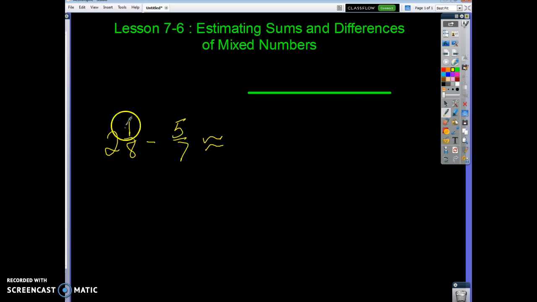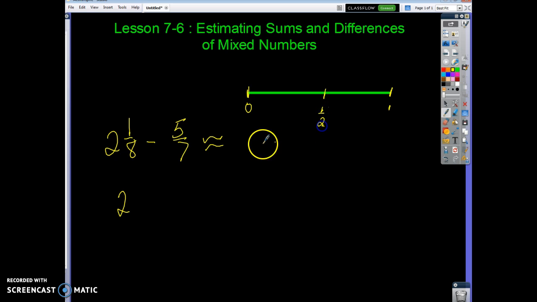So for 2 and 1/8, I need to decide, is it going to be a 2 or is it going to be a 3? And we already know that 2 and 1/8 is closer to 2 than it is to 3, so we're going to keep 2 and 1/8 at 2. For 5/7, I can use my number line.